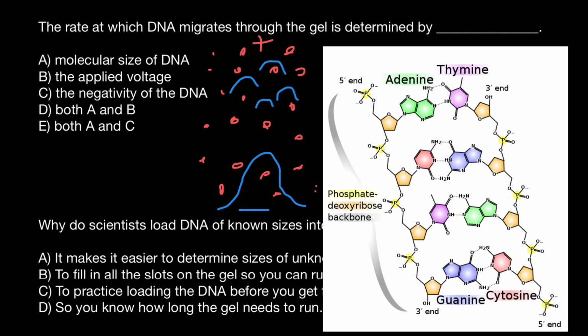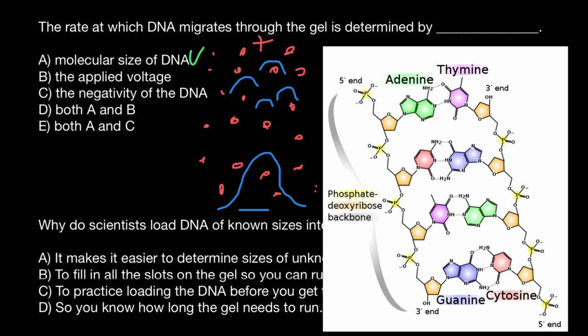Now let's check our answers. A, molecular size of the DNA, and as you see, the smaller the molecule, the easier it's going to move through the gel matrix. And eventually these fragments of the DNA which make the same size DNA would make a band on the gel. So this is a correct variant of the answer, but let's check the other answers as well.